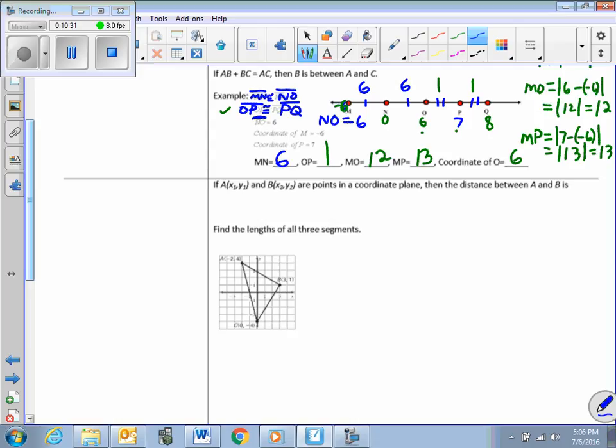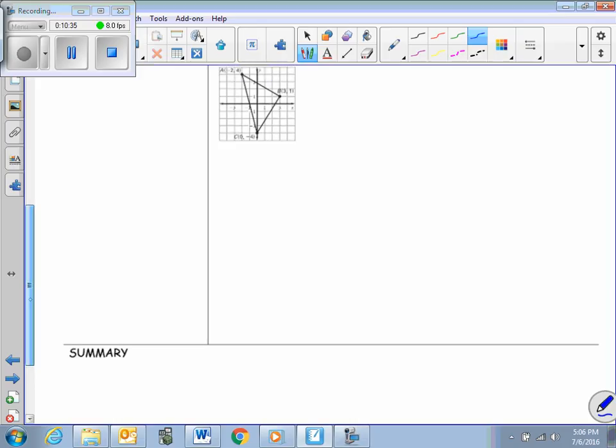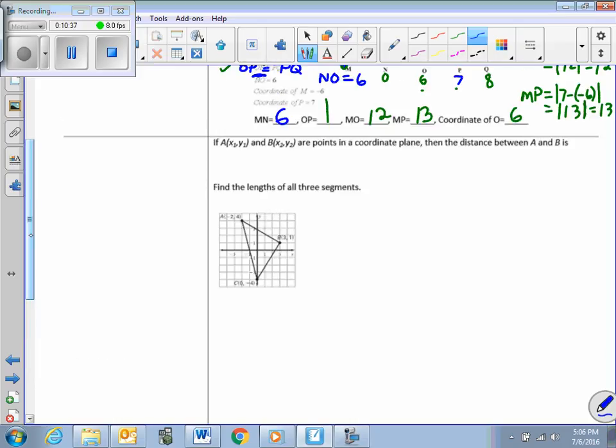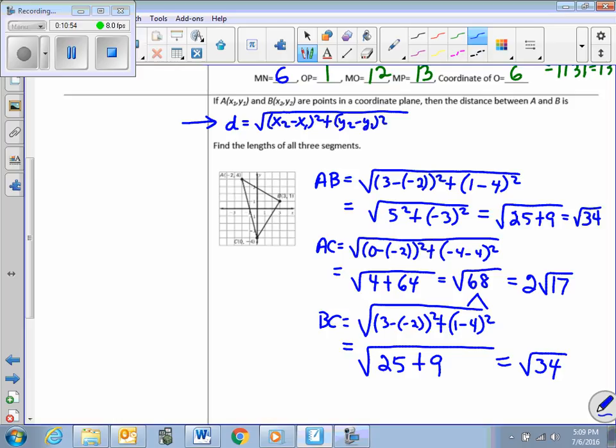All right, here's one more example. This is actually the last one of the lesson, so what I want you to do is just like before, pause here, work this problem, and then come back and I will have the answer for you to check. Go. All right, so once again, we've written the distance formula, and we're going to use that distance formula to find the lengths of all these sides of this triangle ABC.